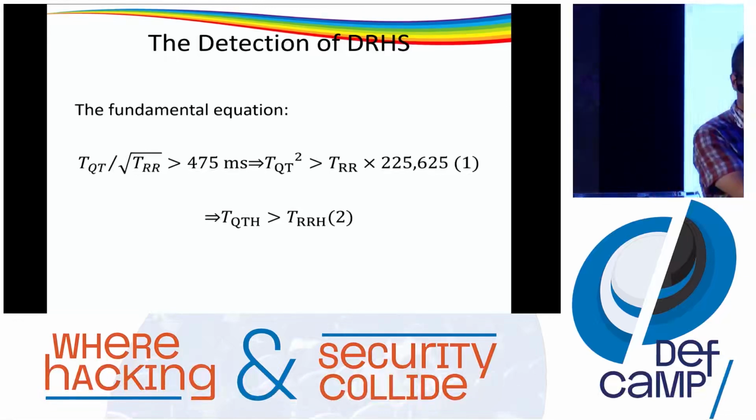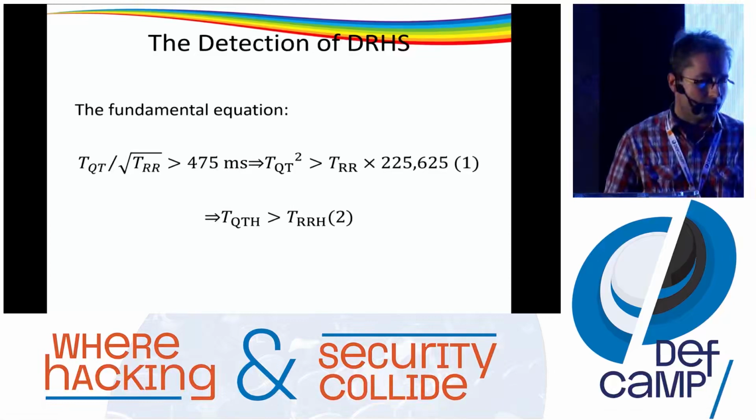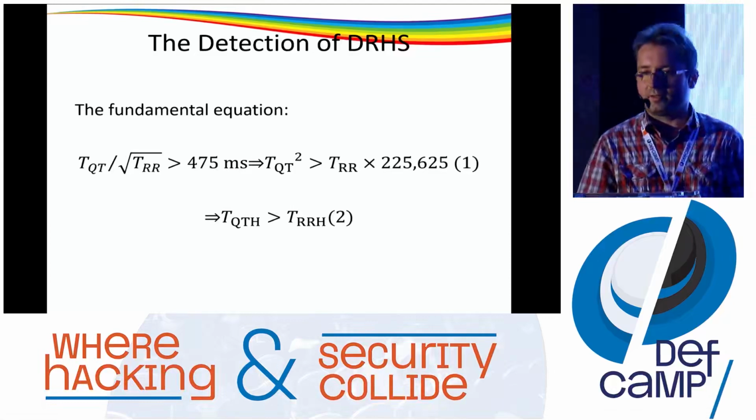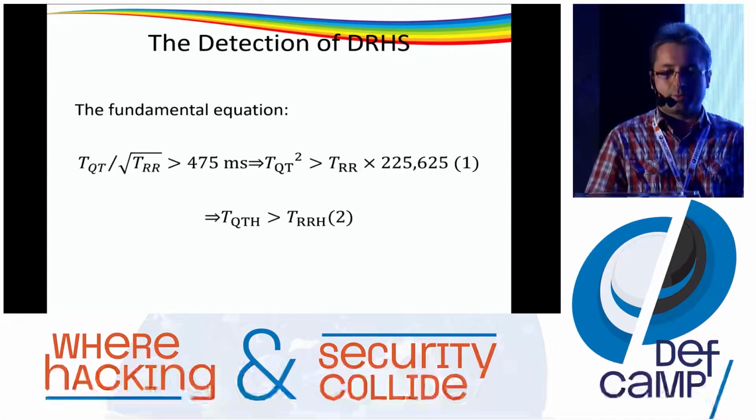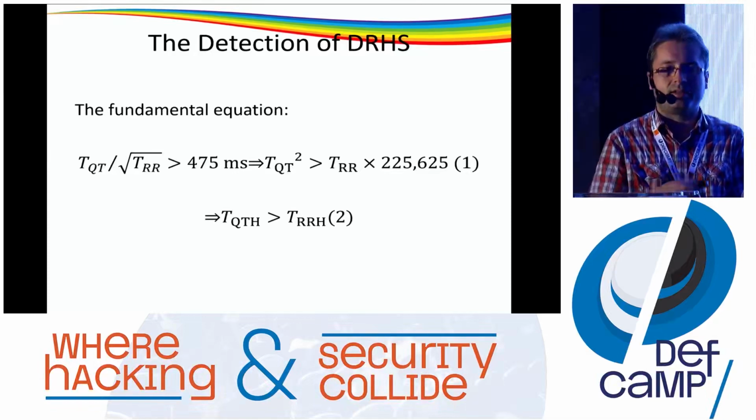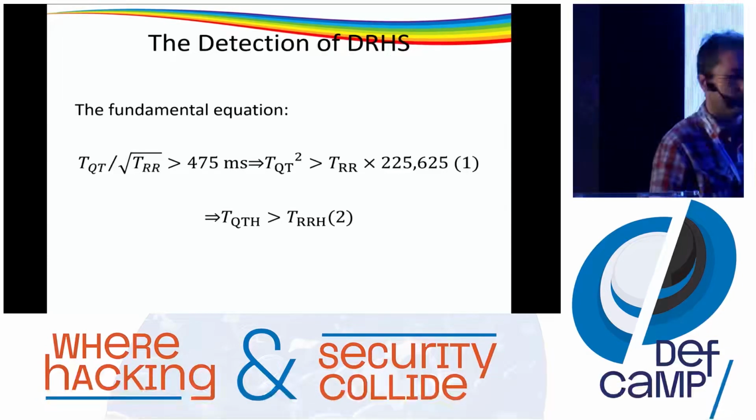At the core of our algorithm, we have been using this equation. The 475 milliseconds that you see there is the threshold which is indicative of the way that the delayed electrical repolarization occurs in the patient's heart.